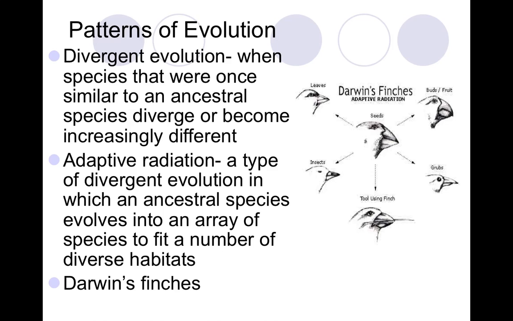The second type of pattern of evolution is adaptive radiation. This is when an ancestral species evolves into an array of species that fit the habitats they're in. Darwin's finches are an example of that. These birds are ancestrally alike. They were geographically isolated on the Galapagos Islands. And on these different islands, they had different food sources. To be able to get their food, they had different shaped beaks because that shape of beak was easiest to get that food type on that particular island.